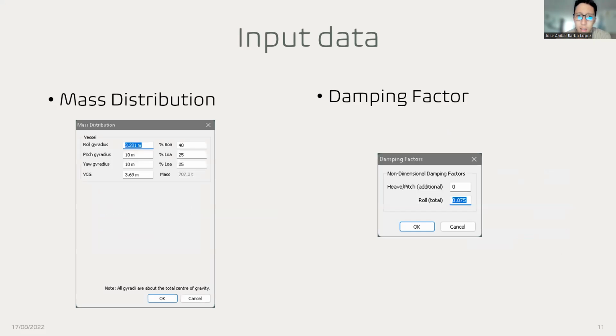Next. Then we process and define the damping factor. This value is obtained with the Jimeno program, but for the moment I'm using the default for Maxwell. We select in the mass distribution, this value is for any load condition. Next.